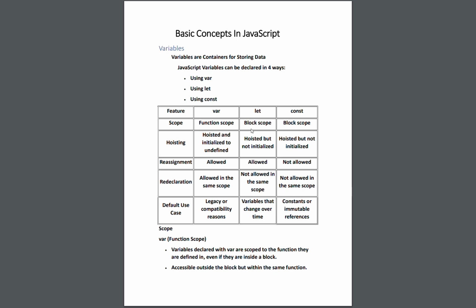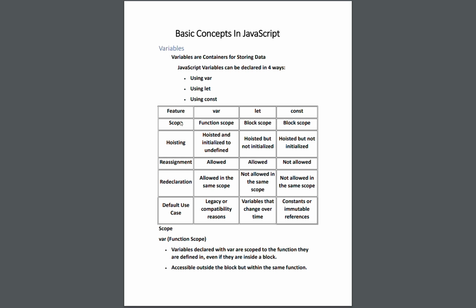Now I'm going to explain some basic concepts in JavaScript like variables, objects, functions and modules of JavaScript. So variables are the containers for storing data. In JavaScript we can declare variables in three ways using var, let and const. Now let us see the differences between the three.